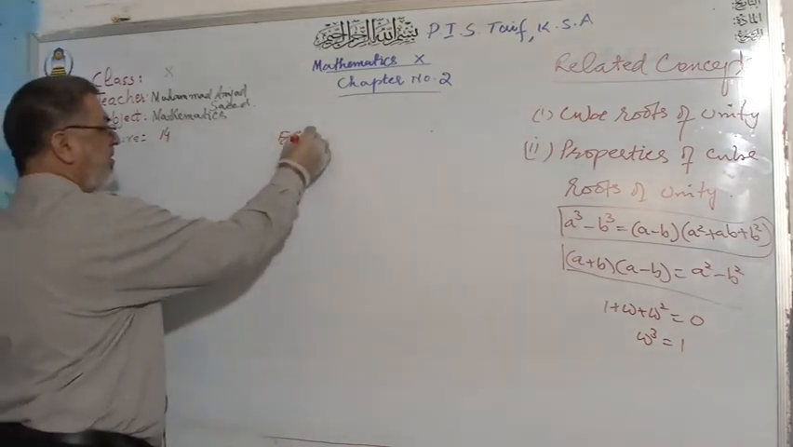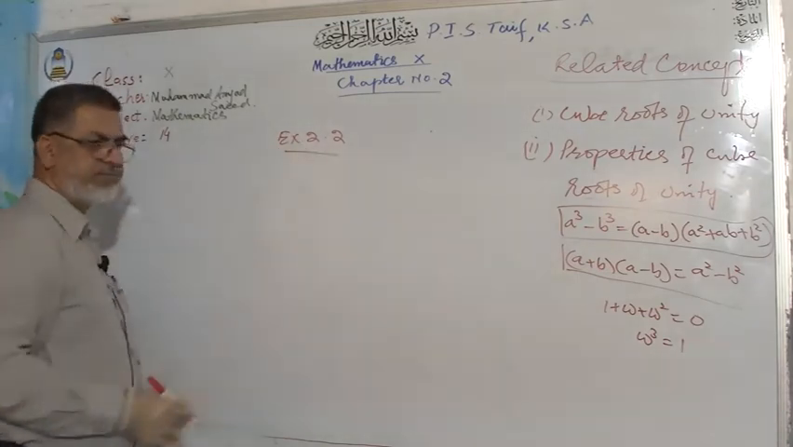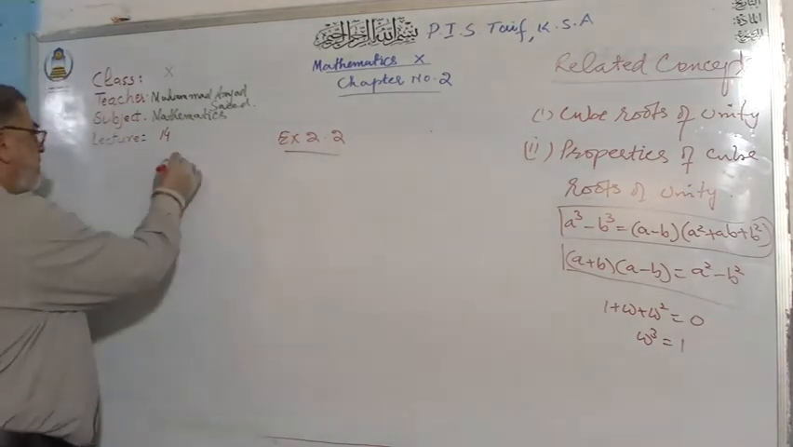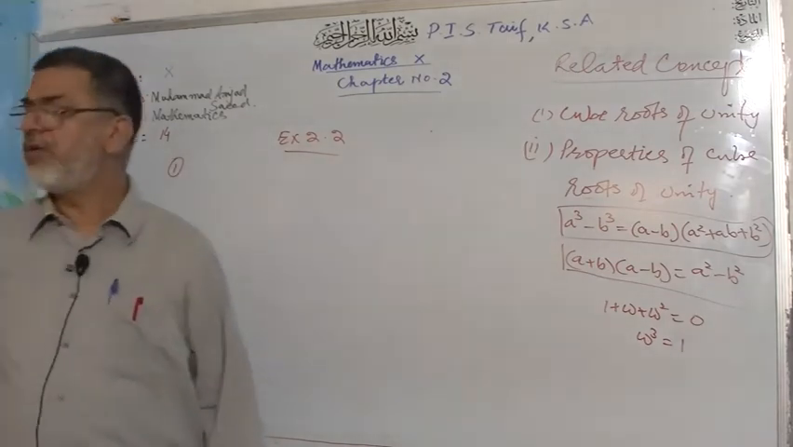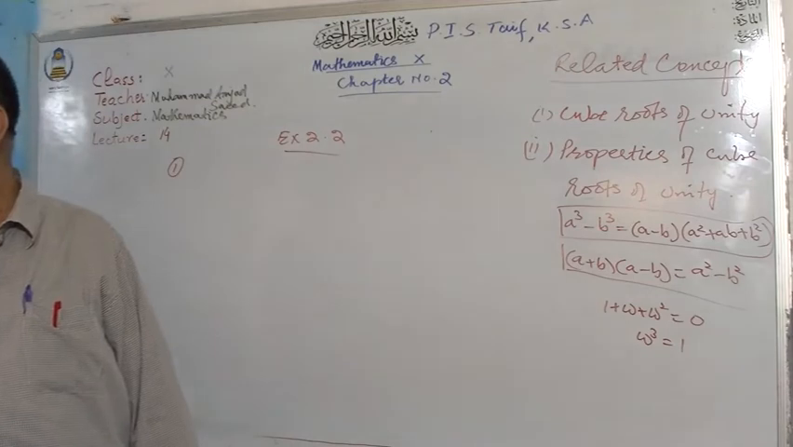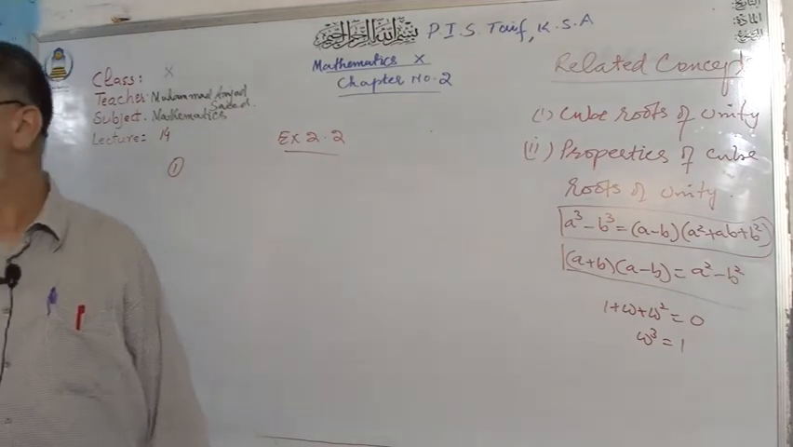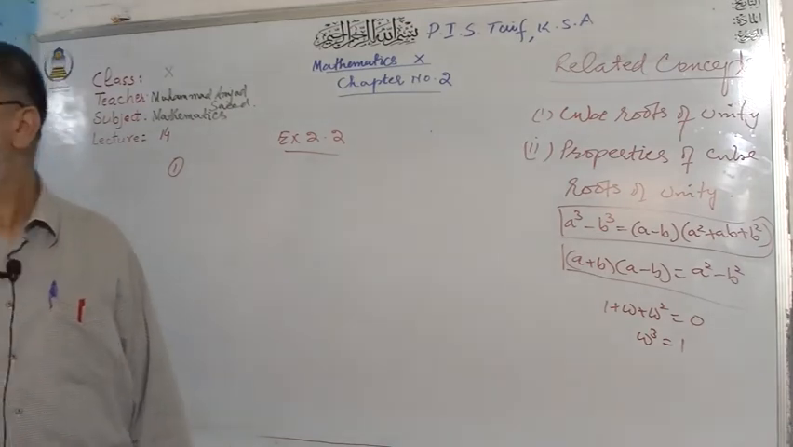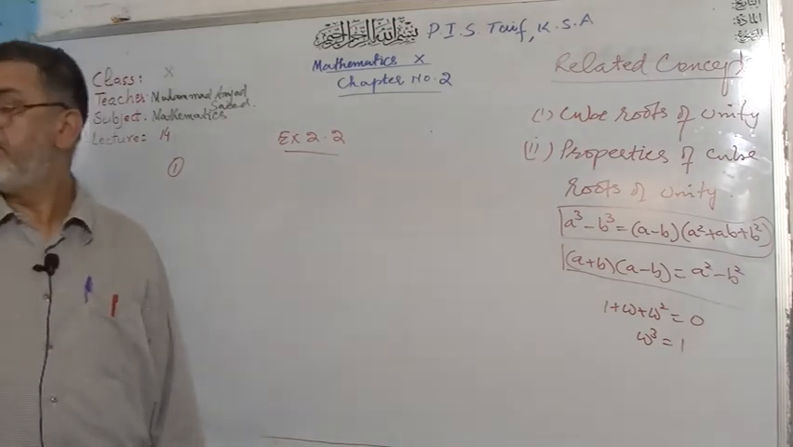Exercise 2.2, question number 1. Find the cube roots of minus 1, 8, minus 27, 64. So I think we can take two of these.